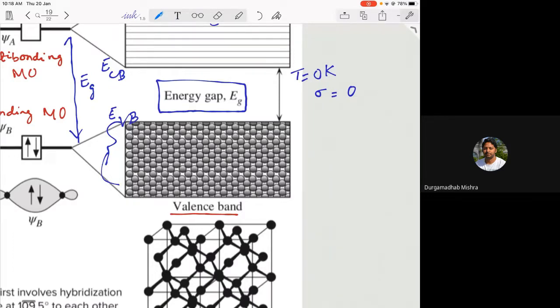So there will be no change in its momentum, because the valence band is completely full, so there is no electron state available for an electron to change its momentum. Each electron is occupying an energy level, which means its momentum is fixed, all these states are fully occupied, and there are no empty states available. Therefore, at 0 Kelvin, your conductivity will be 0.